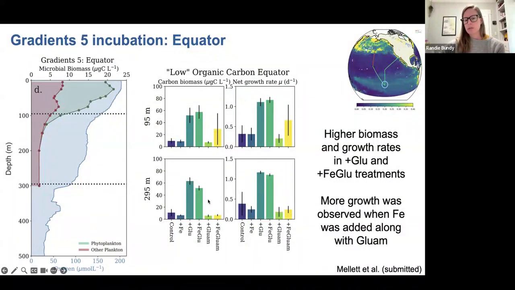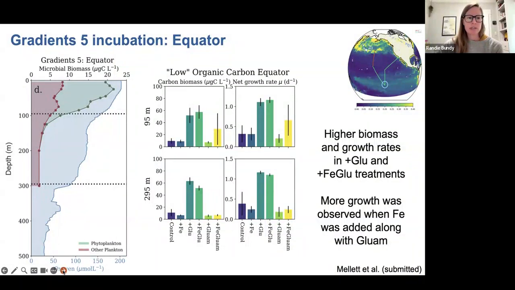So we saw the most growth when we added glucose, essentially. There was a little bit of a response with the less labile organic carbon substrate. And in some cases during this expedition, when we added iron along with the less labile organic substrate, glucosamine, we saw slightly higher net growth rates, but not as high as when we added the more labile substrate. And again, on this cruise, we also saw some small variations in responses at the different depth horizons, whether you would interpret it as iron maybe limiting their growth, or just carbon, or iron and carbon co-limiting. So there were interesting depth variations there.